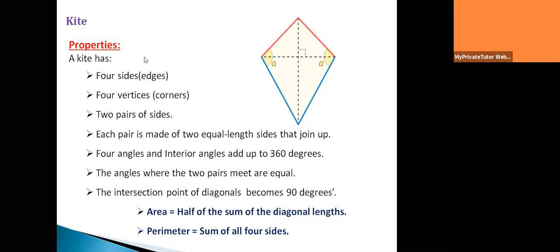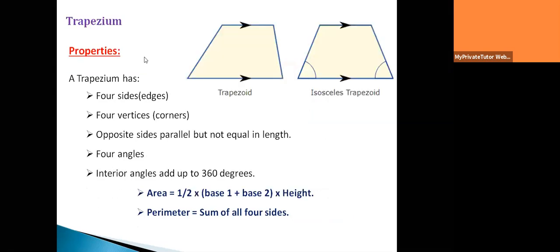Finally, the trapezium looks like this: the isosceles trapezium and the normal trapezium. In the isosceles one, the left and right sides are equal, but in the normal one, you can't see that. The opposite sides are different in length, but the bottom one and the top one are parallel.